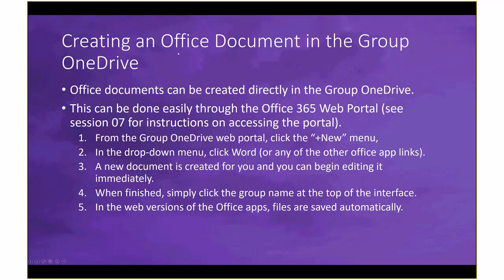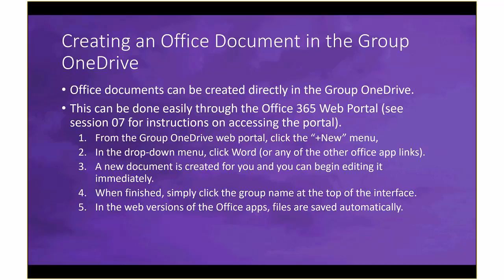Creating an Office document in the Group OneDrive is done directly in the portal. From the group OneDrive, you click the New drop-down menu, you click one of the Office links, and then the document is created for you. So we're going to walk through that process.